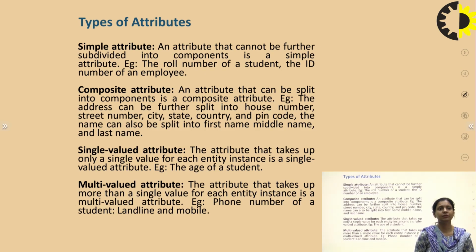Similarly, we have the single valued and multi-valued attributes. Single valued attributes take a single value, like the age of a person. There cannot be multiple ages for a person. But the contact number of a person could be multi-valued because a person can have multiple phone numbers. There could be two personal numbers, the office number or the workplace number, etc. So, that is the difference between single valued and multi-valued.